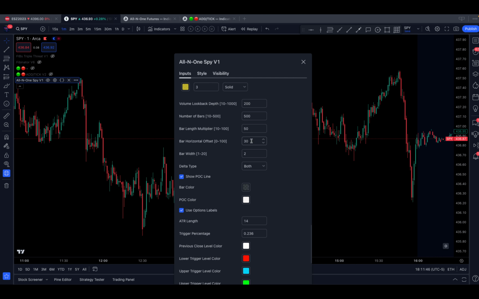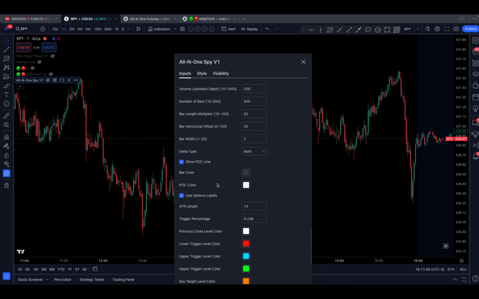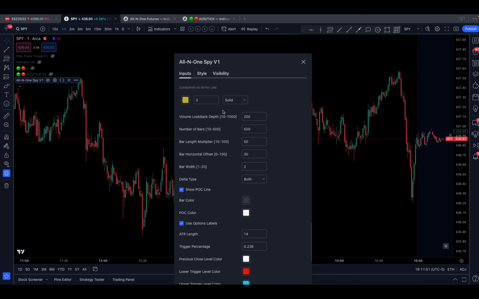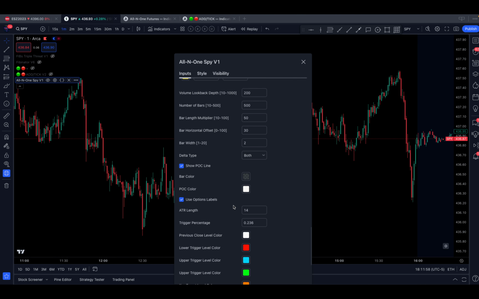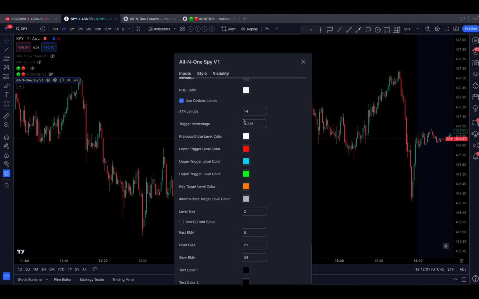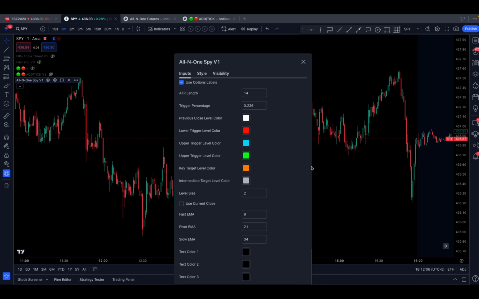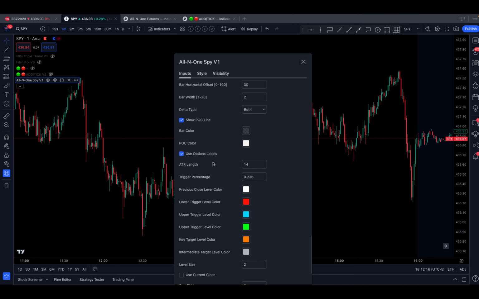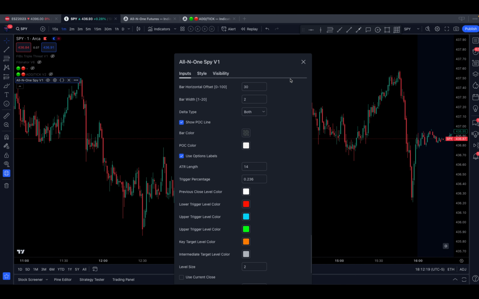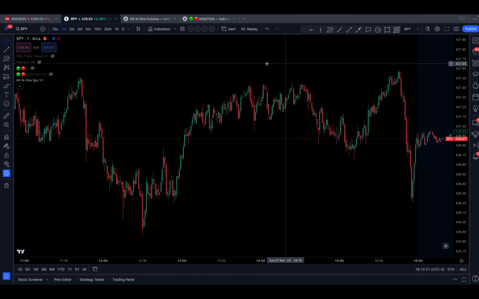This stuff down here is for the swing high, I believe. Or no, this here is for the volume profile, where it says show POC. So that's for the volume profile. This ATR length, that's for the lines on the chart. And EMAs, I'm not sure what part of this is, so I'll have to go back and double check. So that's the all-in-one SPY. Slight differences, but they're pretty similar.